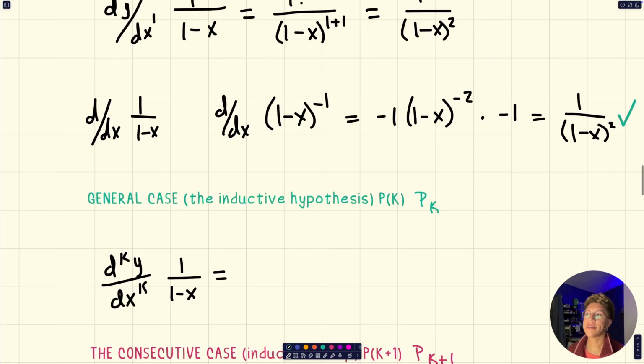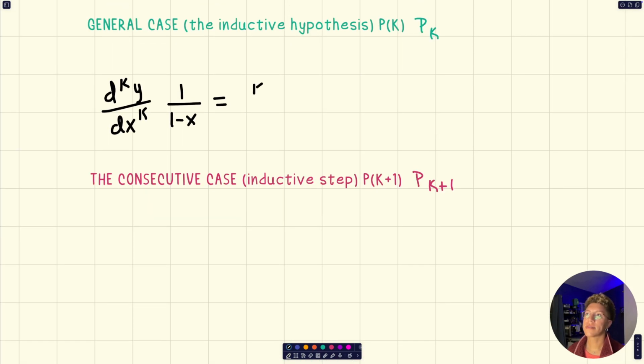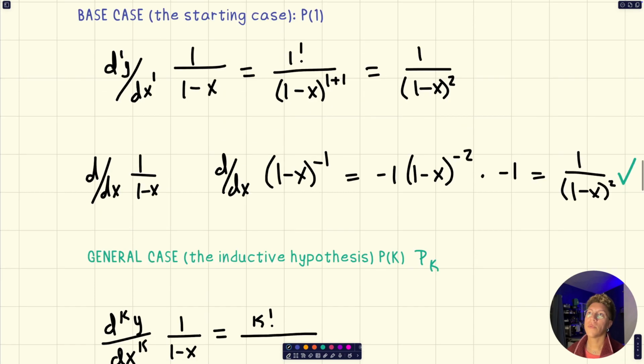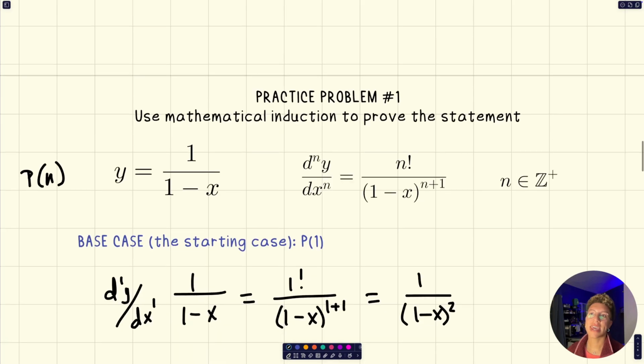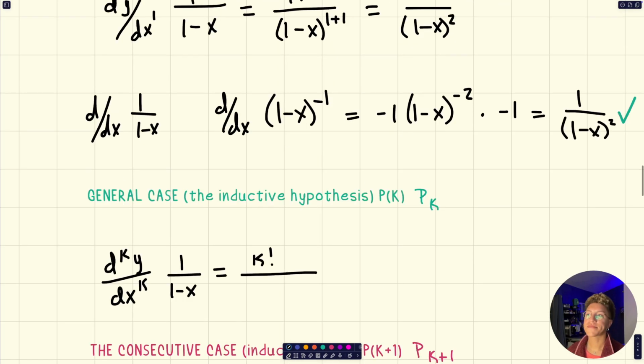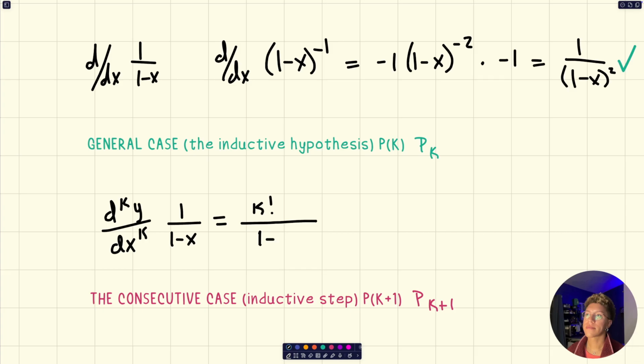should be equal to k factorial all over 1 minus x to the k plus 1. And again here, we're assuming this to be true. So this is our assumption. And like we've done for all the previous parts of the series, we're going to make our assumption green.